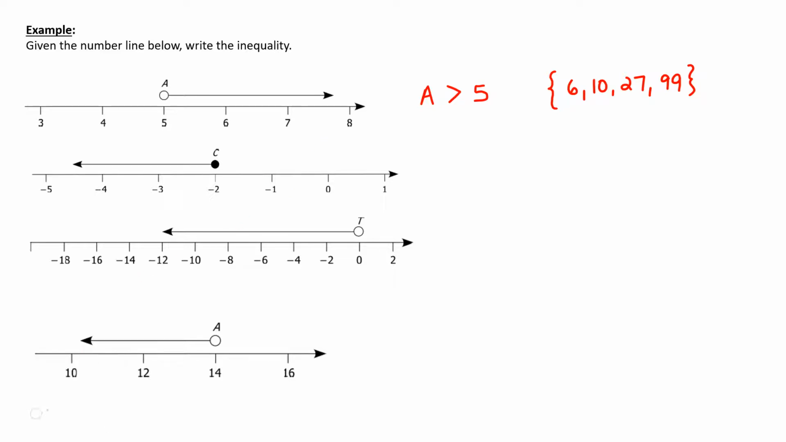Next up, C. C is less than, right? The numbers go smaller, and it includes that number because the circle is filled in. So it's going to be minus 2. What numbers might fulfill this inequality? Well, negative 2 for sure. Then we could have negative 10, negative 20, negative 99.